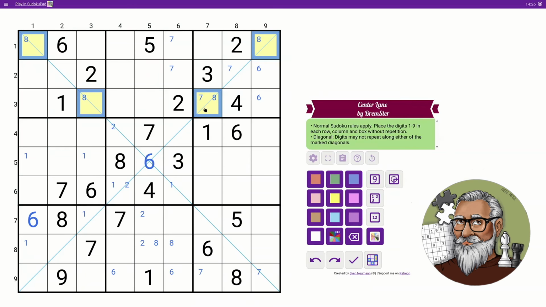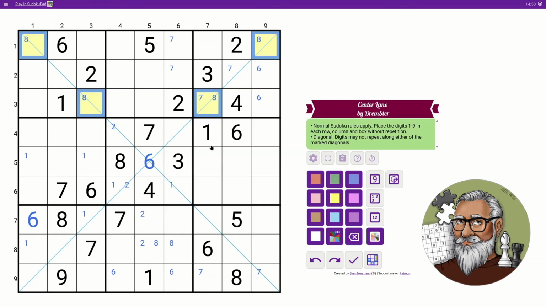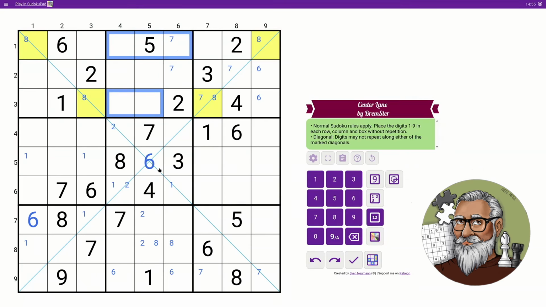Now, those are the only 8s in boxes 1 and 3, right? But now, if this one is 8, then this one has to be 8, right? And if this one is 8, then that one has to be 8. Which means that in rows 1 and 3, these are the only positions of 8. And that means that these can't be 8 anymore. This one couldn't be 8 either. So we can pencil mark 8 here.